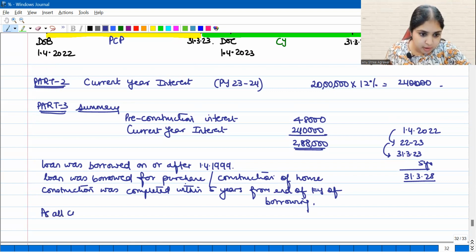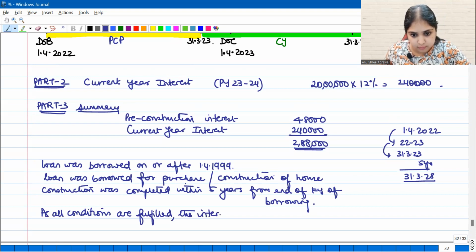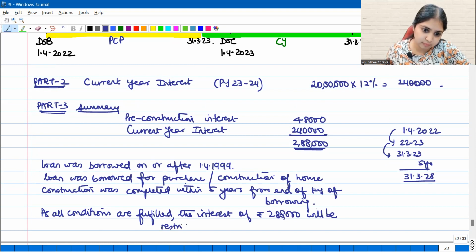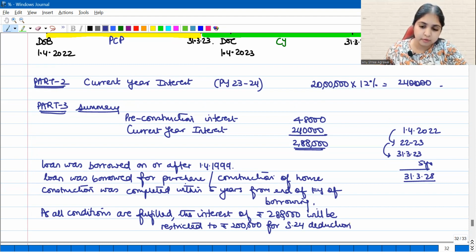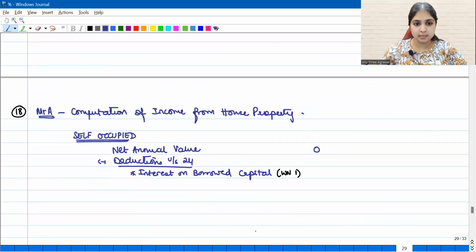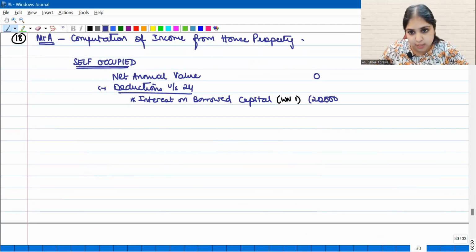Next line, write down. As all conditions are fulfilled, the interest of rupees 2,88,000 will be restricted to rupees how much? Will be restricted to rupees 2 lakhs for section 24 deduction. So we are going to restrict the interest to 2 lakh rupees. So take this 2 lakh rupees to your main answer. Interest on borrowed capital, 2 lakhs we'll subtract.